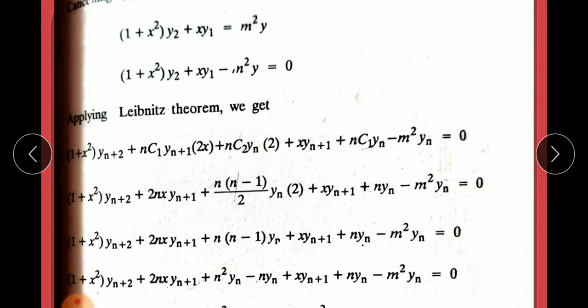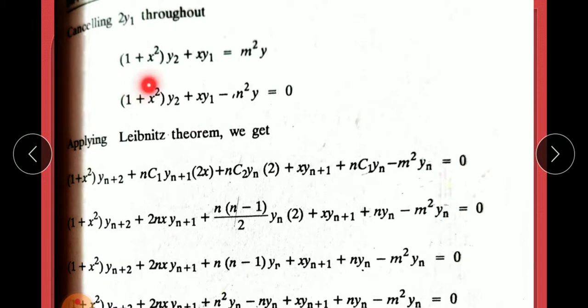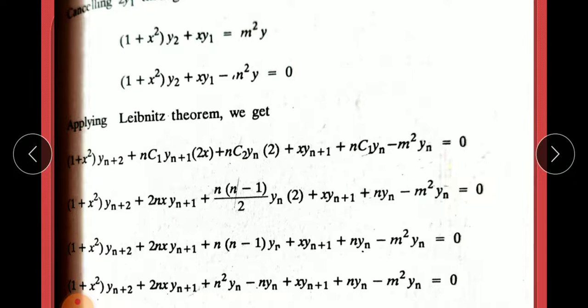Likewise, plus, using the uv method, u into v plus v into u. Likewise only we are doing. So y1 squared into, if we differentiate this, 2x will come. And this will become m squared equal to 2y y1. Okay, now cancelling 2y y1 on both these terms, what will happen? The remaining term is 1 plus x squared into y2 plus x y1 equals m squared y. So take the m squared y to the left hand side, which equals 0.